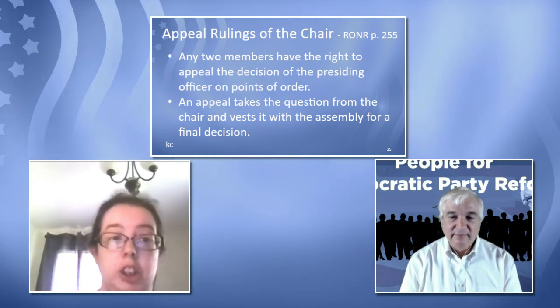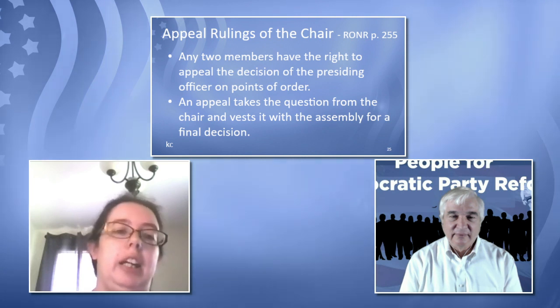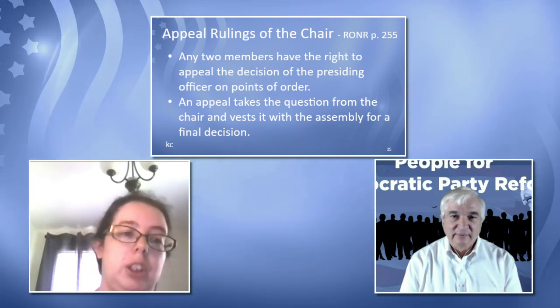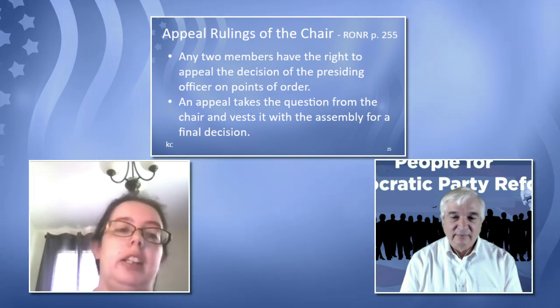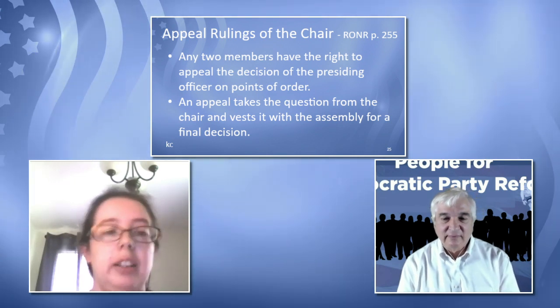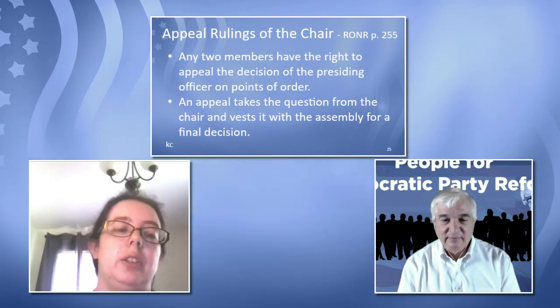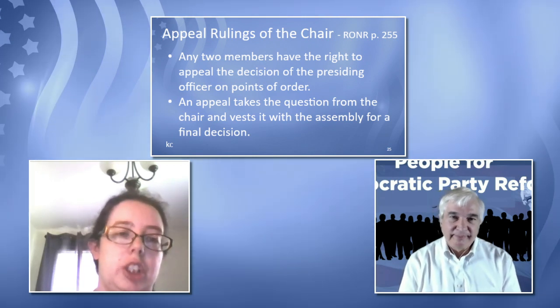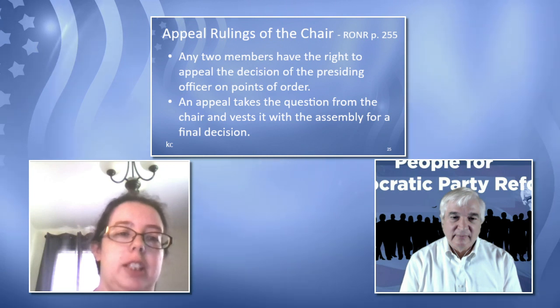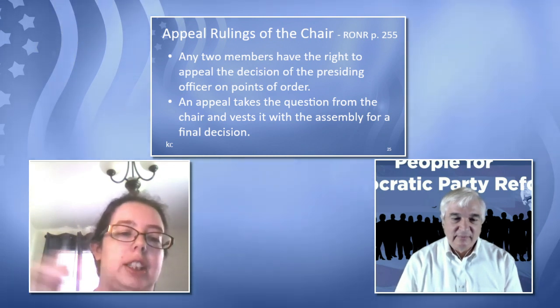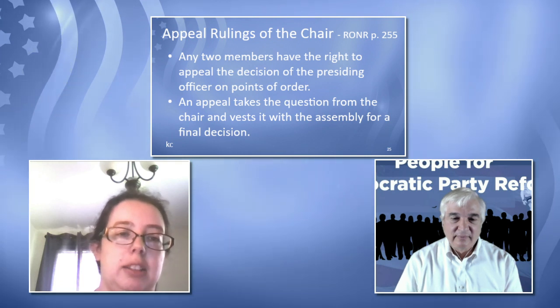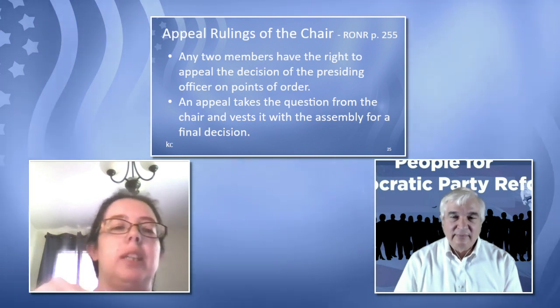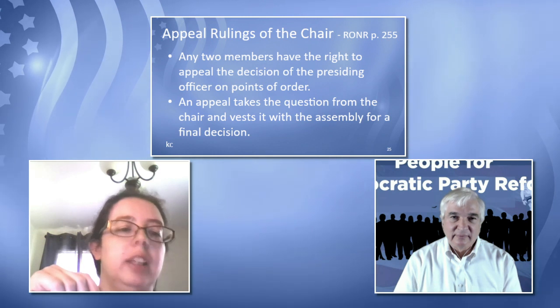So the chair has made a ruling, and you disagree with that ruling. What you can do is say, I appeal the ruling of the chair. And then you have another member second that. Now basically you've taken it out of the hands of the chair, and the question is now before the assembly. So in this example, can this member who's been speaking for 15 minutes continue speaking, or do they need to be limited back to 2 minutes?